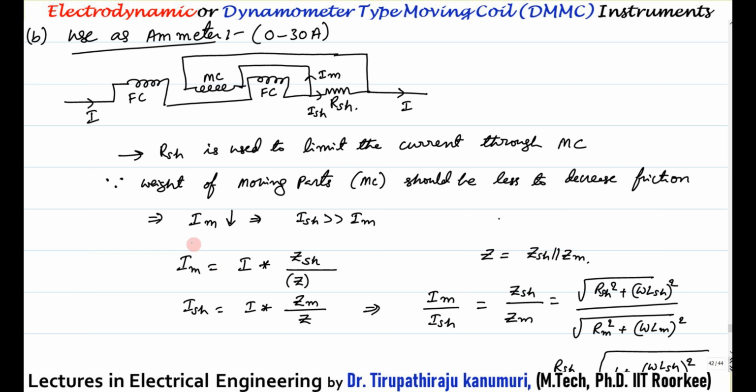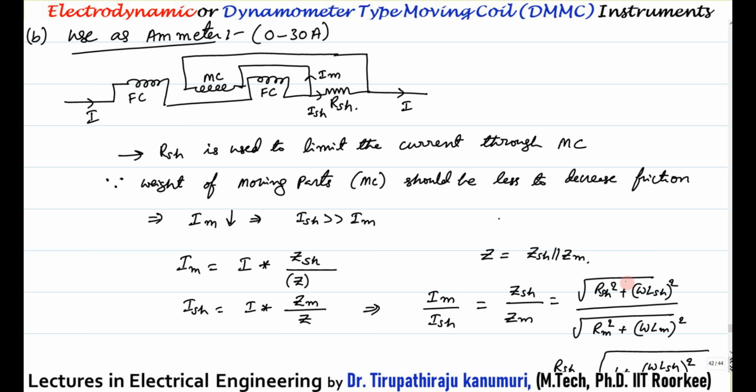We know the current passing through the instrument, because in a parallel circuit, it is the current into the other impedance divided by the total impedance. The other impedance is the impedance of your shunt resistance, because every resistance will have inductance and capacitance built in. Some part will always be there. So I am representing it by ZSH for the case of AC, divided by the total impedance, where the total impedance is the parallel combination of ZSH and Zm. Similarly, I can calculate ISH equal to I into Zm divided by Z. So I can write Im by ISH as nothing but ZSH by Zm.